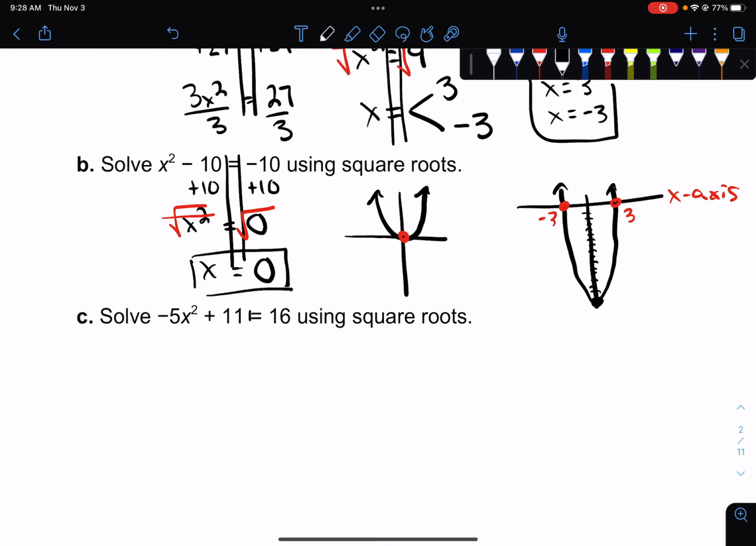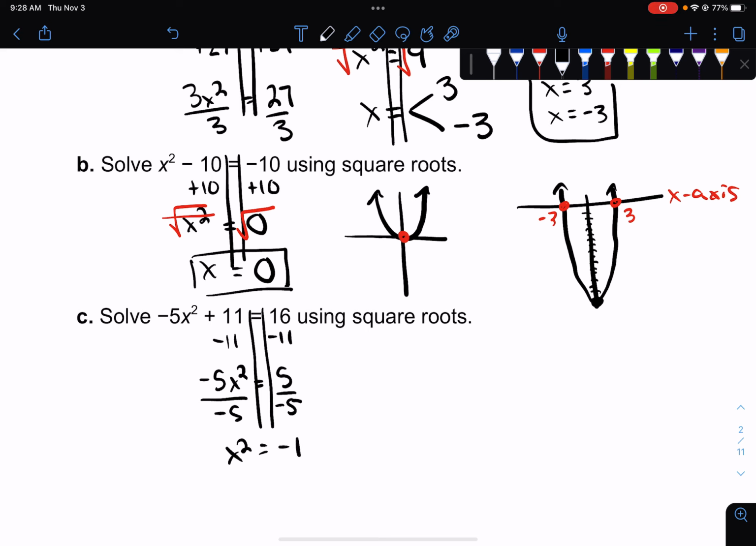In the third example, when I take my railroad tracks and I minus 11, I get negative 5x squared equals 5. So I've got to divide by negative 5, which gives me x squared equals negative 1. Okay? Now, to get rid of the square, I square root. That makes this go away, and I have an x on this side. But when I take the square root of negative 1 and plug that into my calculator, it tells me this: no real solution. Which doesn't sound like an answer, but that actually is our answer.